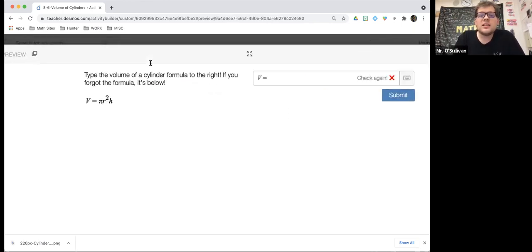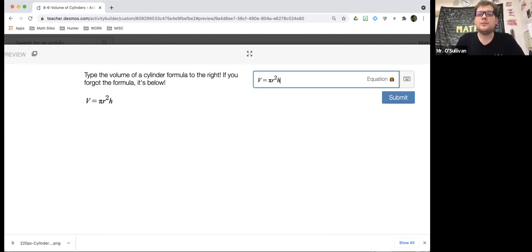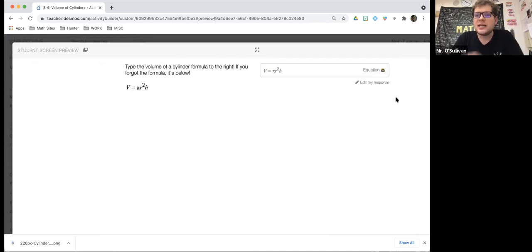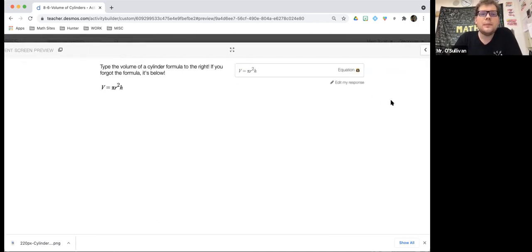So type the volume of a cylinder formula to the right. If you forgot the formula, it's below. So remember, it's v equals pi r squared h. If you forget how to type pi on your screen, it's just pi, and then it automatically changes to a pi symbol. If you look, it says check again. The reason why is because I did not finish writing my volume formula. So what we're going to do is we're going to type pi r squared h.